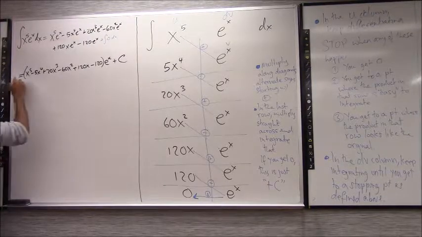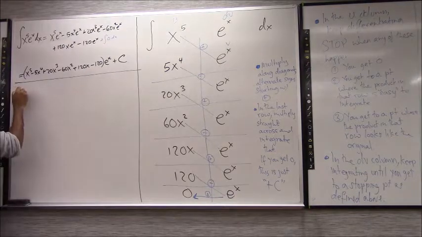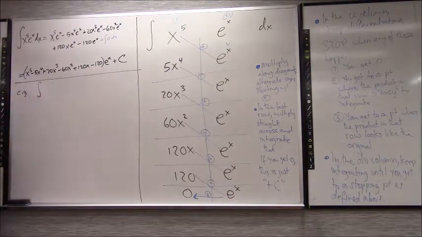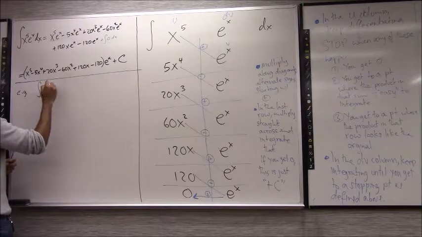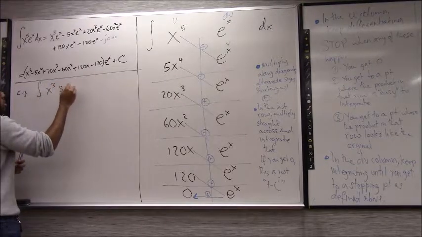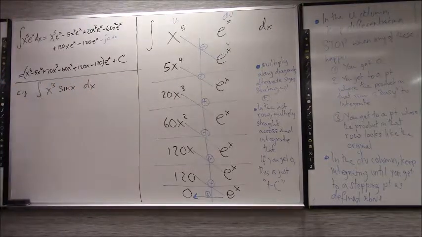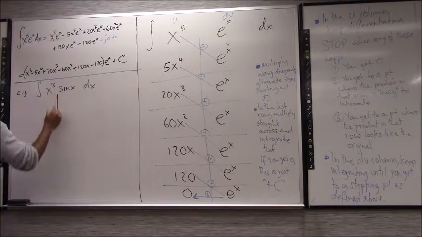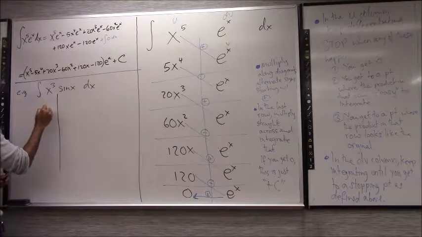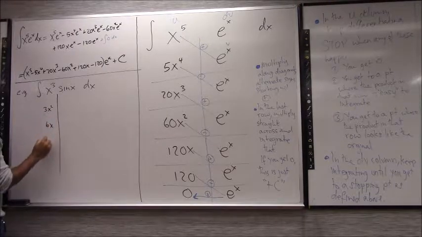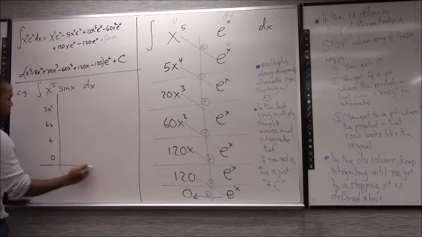So let's show you doing this example. Let's say, not too different, let's say it's something like x cubed sine x. Integrate x cubed sine x. So what you would do here is you draw that table. You're going to get 3x squared, 6x, 6, 0. I know I'm going to stop there.